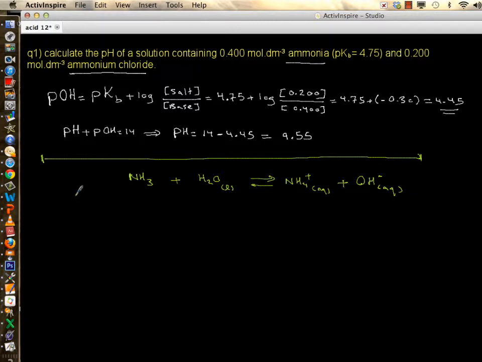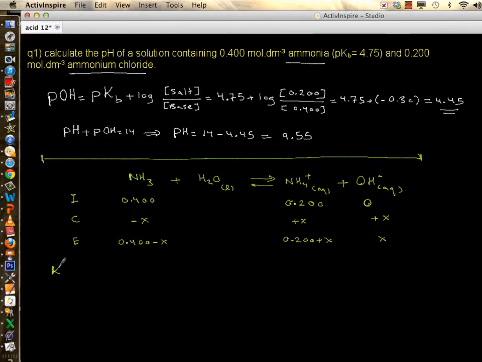Okay, so now let's just go after initial. Initial ammonia has a concentration of 0.400, and you also have ammonium chloride of 0.200. None of hydroxide is there. Now there is change, left to right: minus x mole goes away, plus x mole comes for each of the products. Then there is equilibrium. You have 0.40 minus x, you have 0.200 plus x, and you have x.